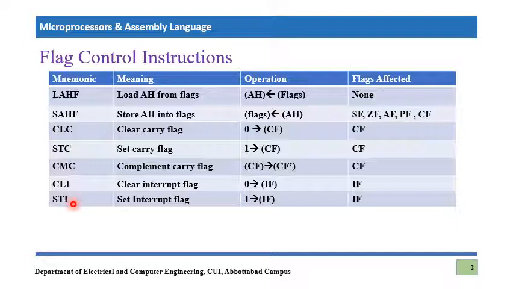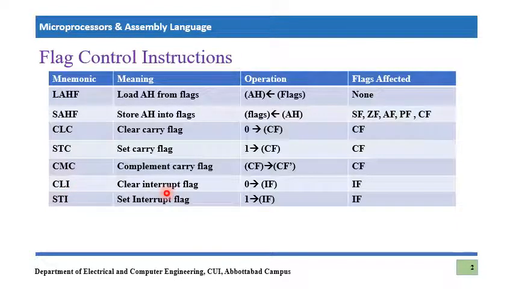We know that clear means 0 and 1 means set. So if you want to set a flag, that means we want to make that flag equal to 1, and if we want to clear the flag, that means we want to make that flag equal to 0. So CLI means clear interrupt flag. That means there is an interrupt flag.